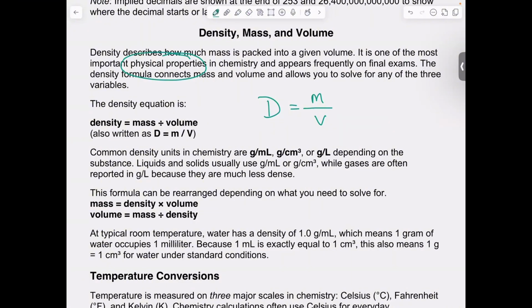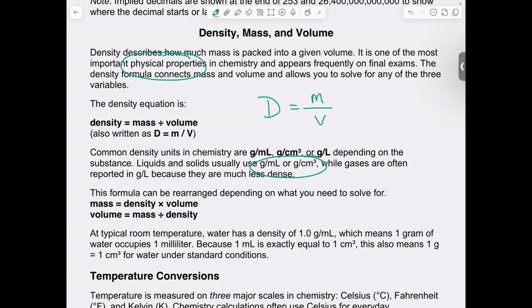Now, our common densities that we use in chemistry are going to be grams per milliliter, grams per centimeters cubed. We also see grams per liter. And liquids, solids, they're typically going to use these two right here. And gases, because they take up a lot more space, they're much less dense. We typically say grams per unit liter of gas in that situation.